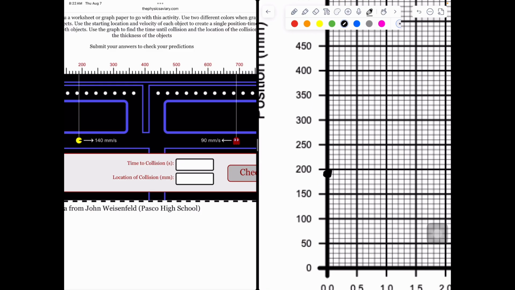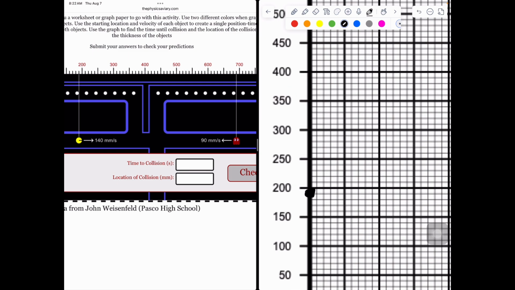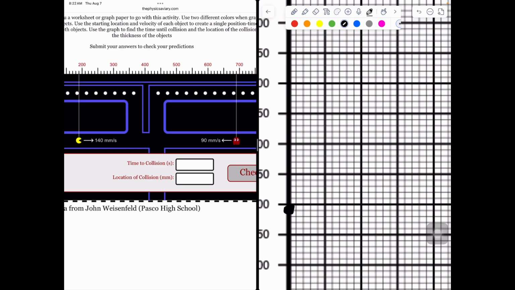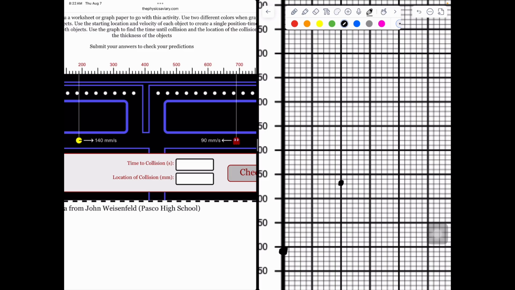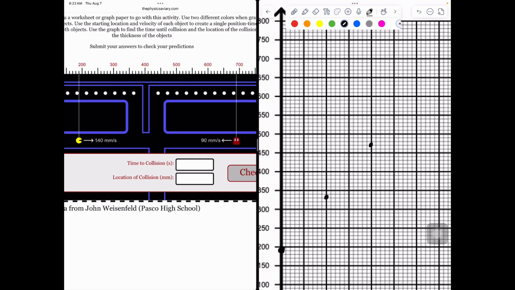So I'm at 190. I'm going to just keep going up 140 over 1, 140 over 1. So just keep adding. Then I'm going to add 140, so now I'm at 330. So I'm going to go 330 over 1. There's my next dot. From there, I'm going to add another 140, so now I'm up to 470. 470 over 1. And if you do that, you're going to get a nice straight line, right?